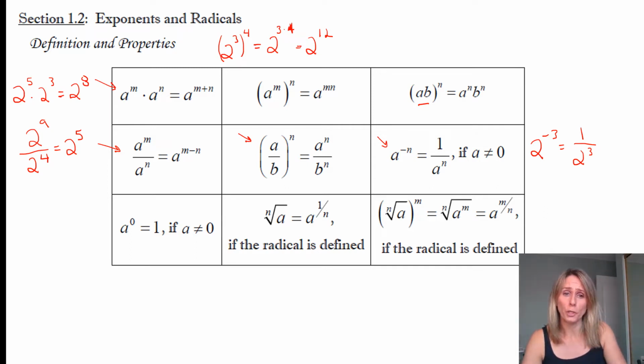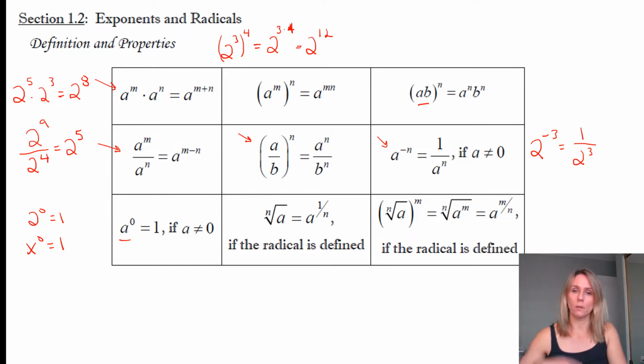Something that's really important to know is that anything raised to the power of 0 is in fact 1. So that could be, for example, 2 to the 0 equals 1. It could even be a variable. So x to the 0 equals 1. It's also true.